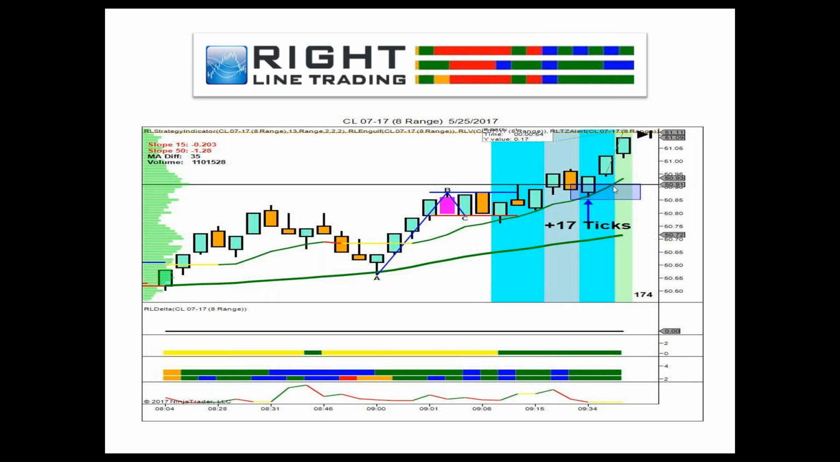17 ticks on crude. The next trade I took in the live trading room, and there's our volume profile. There's our point of control. We had squeezed through it. We hadn't technically broken it, but I felt I had so much going for me on the trade, I felt we were going to move through it, and it did.